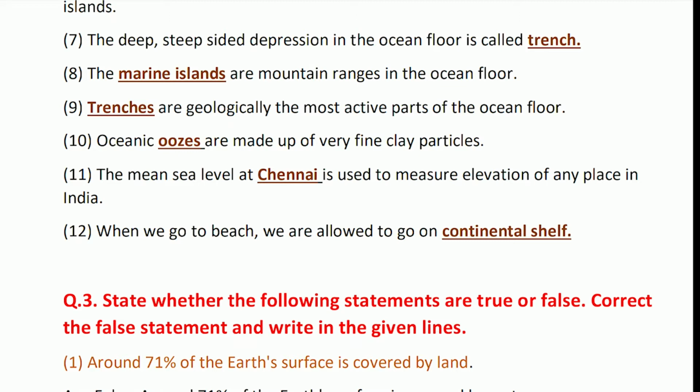The trenches are geologically the most active parts of the ocean floor. Oceanic ooze is made up of very fine clay particles. The mean sea level at Chennai is used to measure the elevation of any place in India. When we go to the beach, we are allowed to go on the continental shelf.